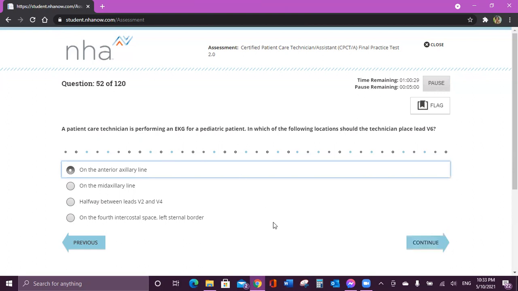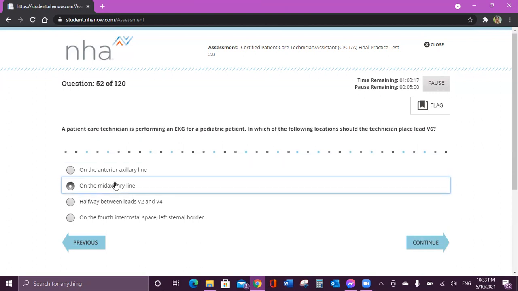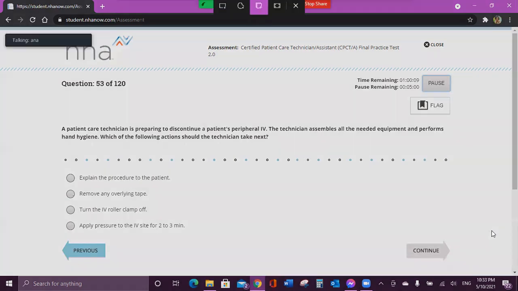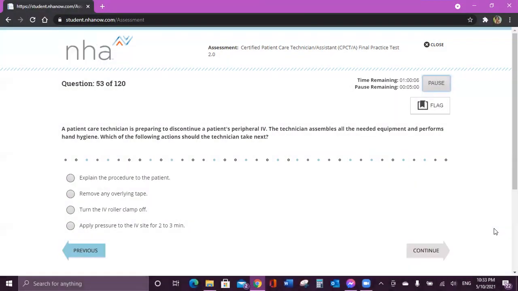Mhm. No, porque es la 6. La C. Anterior significa el frente. No, no, ya, puede ser eso. Esta. That midaxillary line. Mhm. Ya. Ay, no, yo todavía con la cosa de EKG todavía estoy. La que es, posterior.